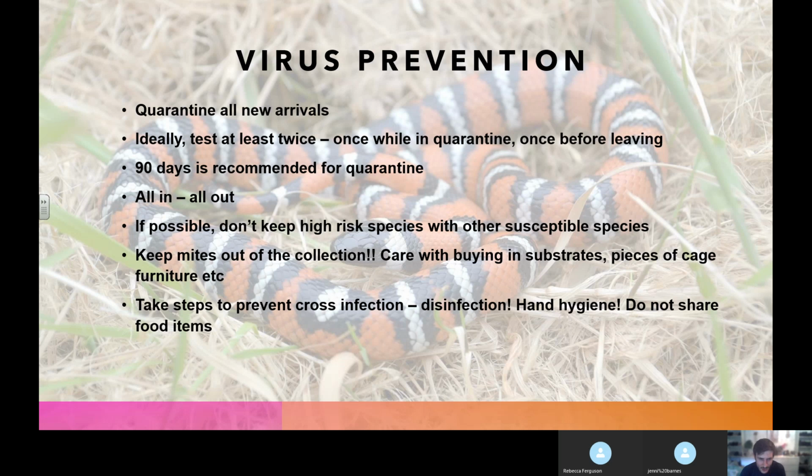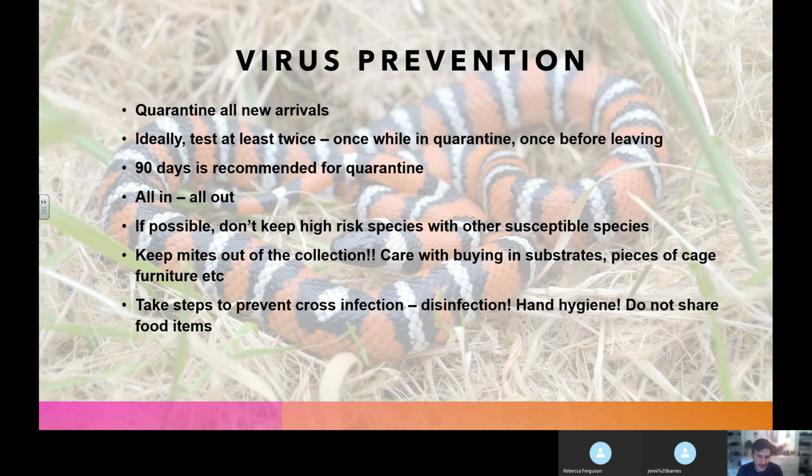The first thing, obviously, is to quarantine all new arrivals. It's so important, and it's something that still is massively neglected. Ideally, if there's a particular virus which is common in that species, like if you've got a boa constrictor, arenavirus is so common, a third of them have it we think, then whilst they're in quarantine, it's worth testing them for that virus.